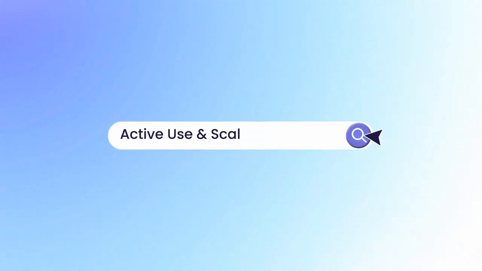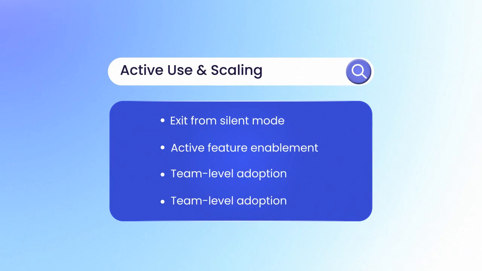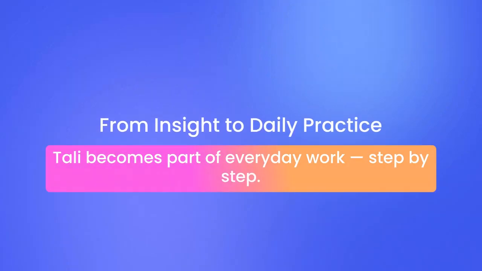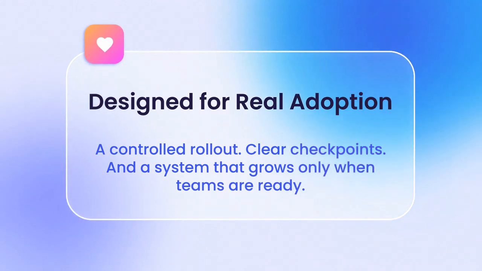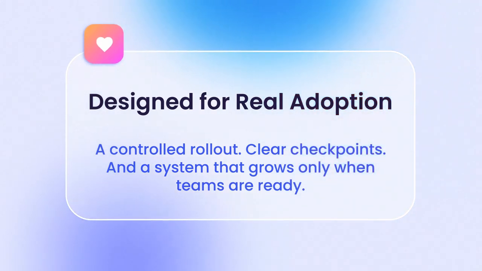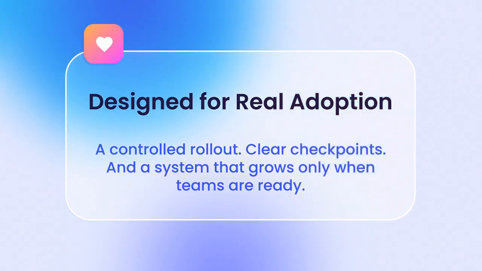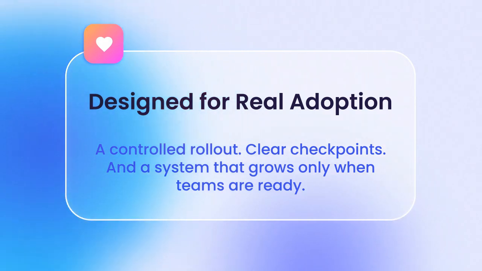With alignment in place, Tali moves into active use, supporting daily work and scaling safely across teams. At this stage, Tali moves from insight to everyday use, supporting teams without disrupting existing workflows. Tali is designed for real adoption, with clear checkpoints, controlled rollout, and scaling that happens only when teams are ready.